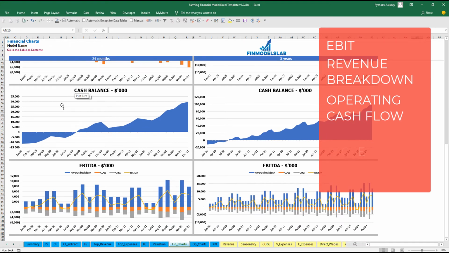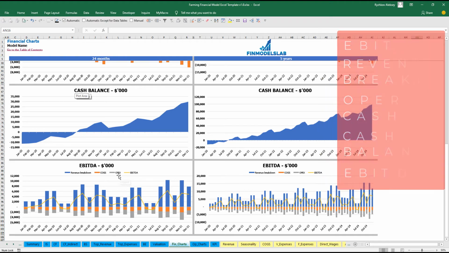The next set of charts will show you the cash balance by months for the 2 years and for the 5 years. And on the last set of charts you will see the EBITDA as a yellow line and the breakdown of this EBITDA, which includes the revenue, COGS and OPEX.